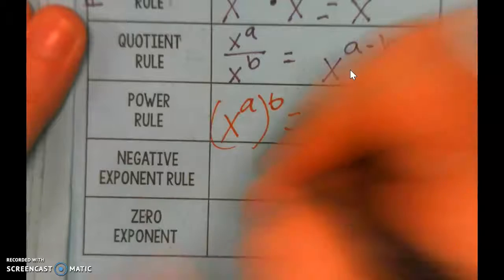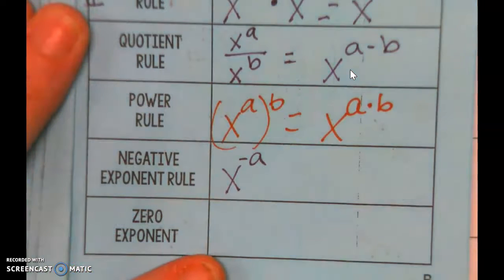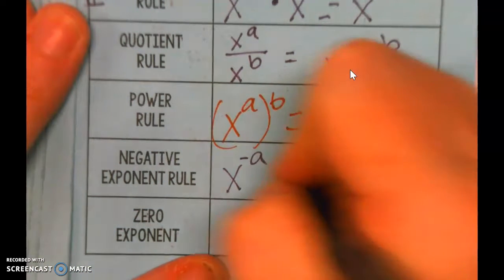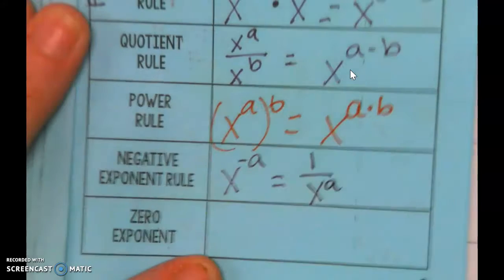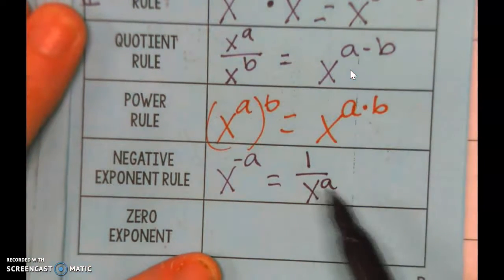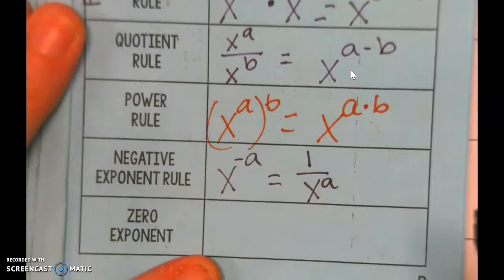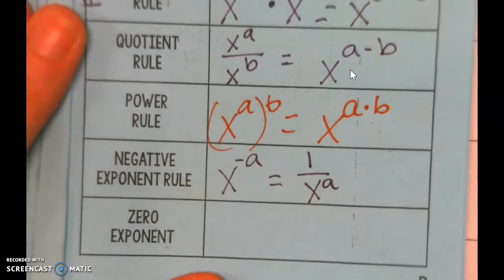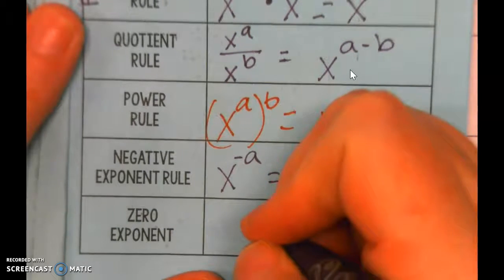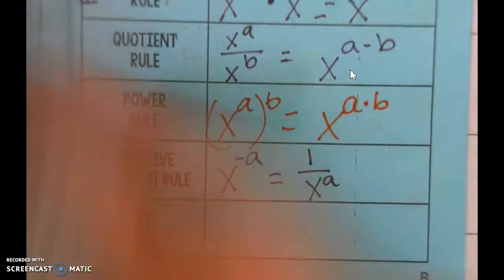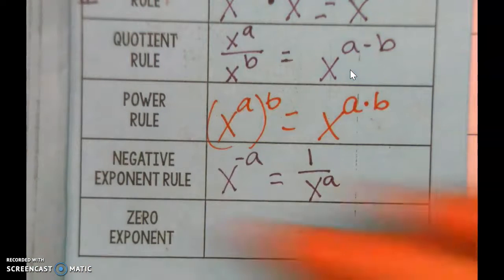So the negative exponent rule says x to the negative exponent equals 1 divided by that base and exponent. That's it. That's all it means. And real quick, we can throw in the zero exponent because I remember what that one is, and I know you do too.